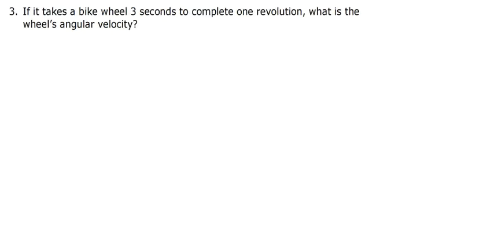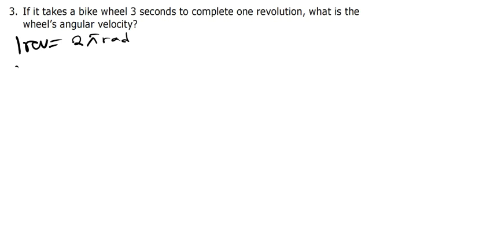So let's dive into question 3. Question 3 is saying, if it takes, simple, right? It's saying if it takes a bike wheel 3 seconds to complete one revolution, like I said. When I'm talking about revolution, in one revolution there is what? 2 pi rad, like I said. So one revolution is already 2 pi rad. What is the wheel's angular velocity?